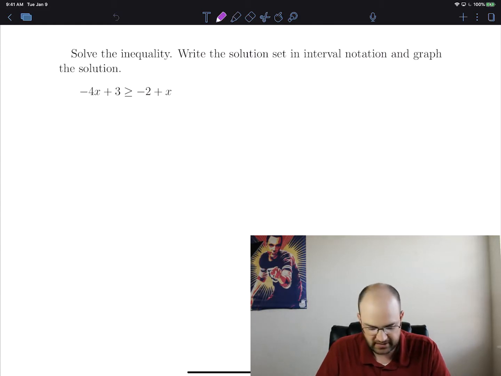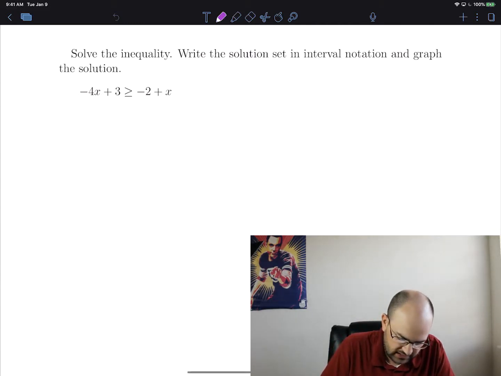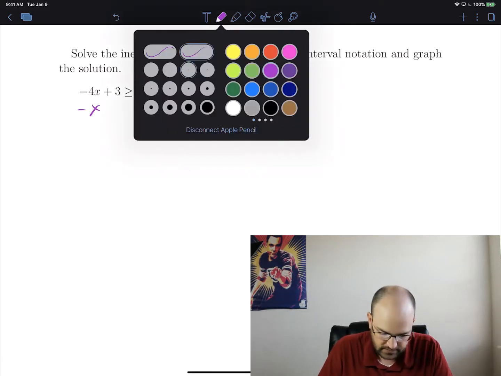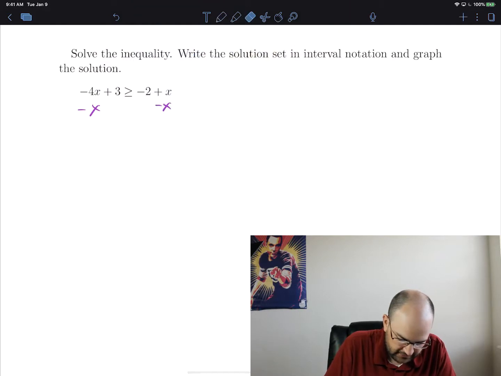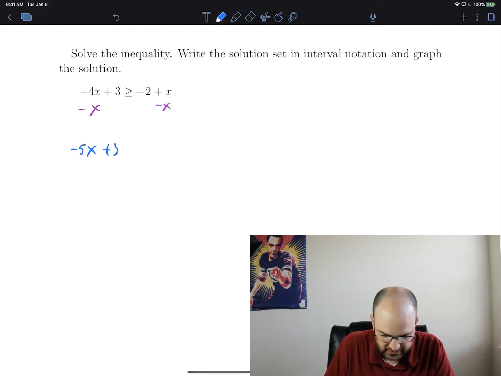It doesn't matter which side. But generally speaking, not always, it's usually best to go ahead and get the x's on the left-hand side. So I'm going to go ahead and subtract x from both sides here. Doing so is going to give me negative 5x plus 3 is greater than or equal to negative 2.